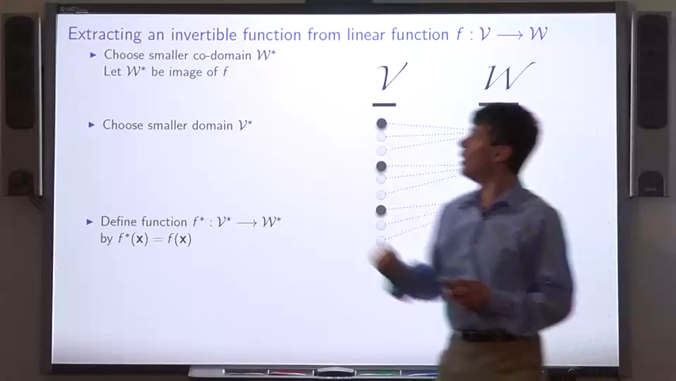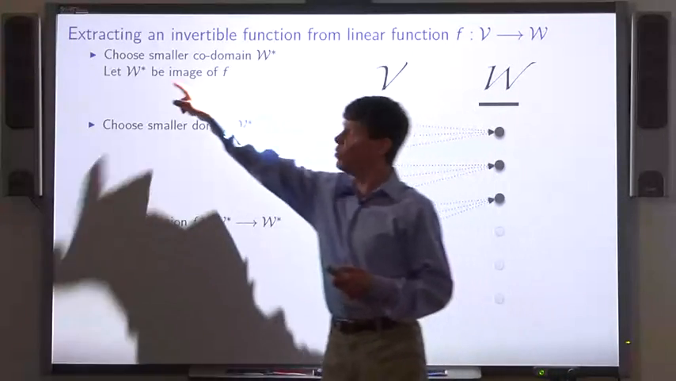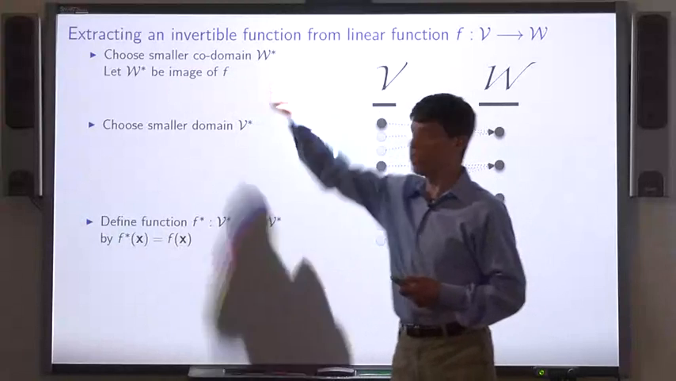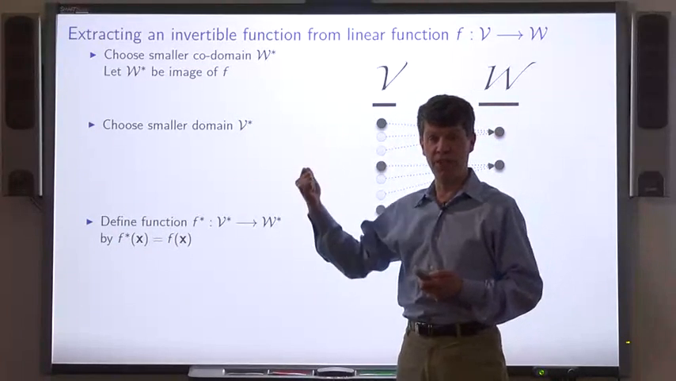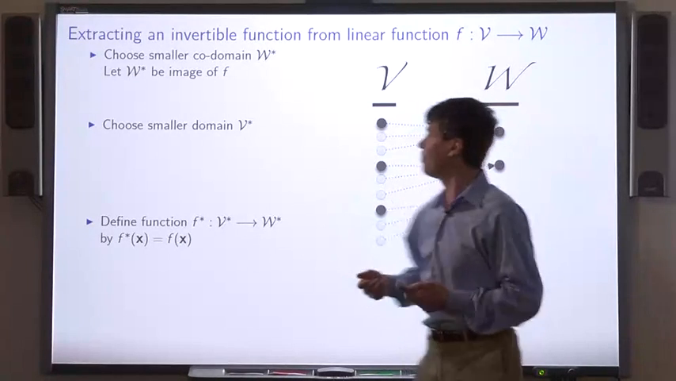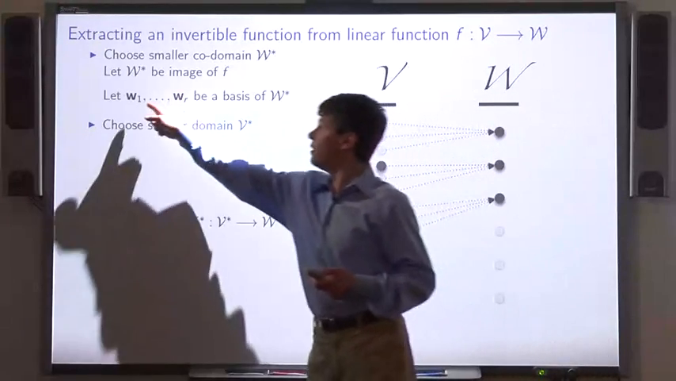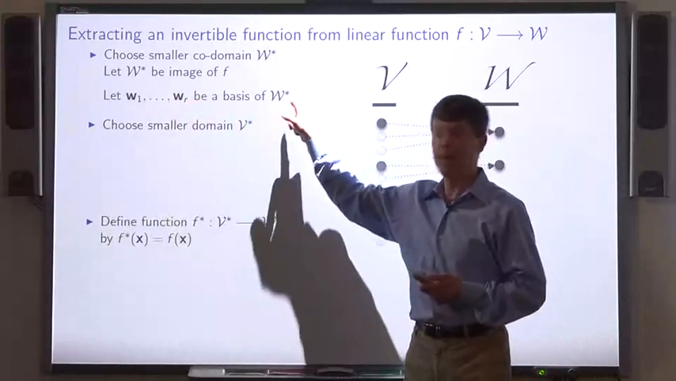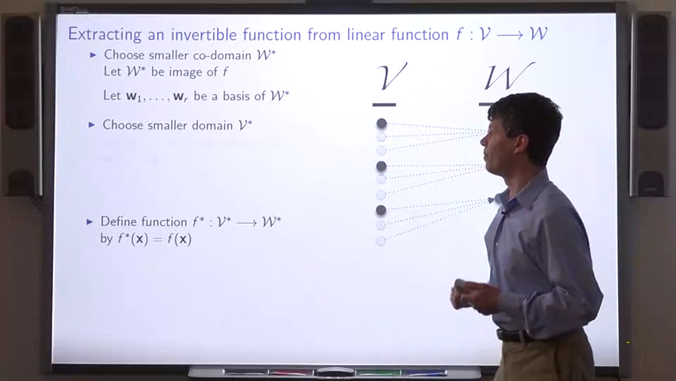All right, how do we choose W star? As I said before, we're just going to let W star be the image of the function f. That is the set of all elements in the codomain of the original function that are the image of elements in the domain. And let's let w1 through wr be a basis for W star, our new codomain.